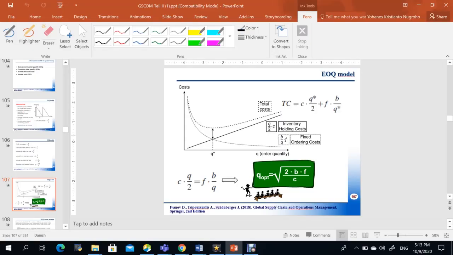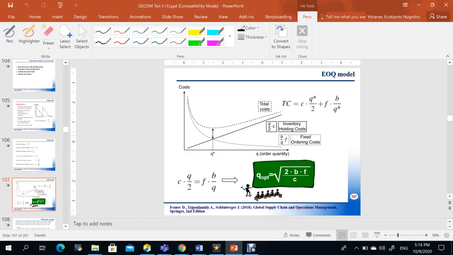In this slide, we have two inventory costs according to economic order quantity as follows. The total inventory cost TC equals C times Q star divided by 2, where C is the unit inventory cost and Q star is the economic order quantity, plus F, that is ordering cost, times P, where P is demand, divided by Q star. Therefore, Q star divided by 2 times C is inventory holding cost, and F times P over Q star equals fixed ordering cost.